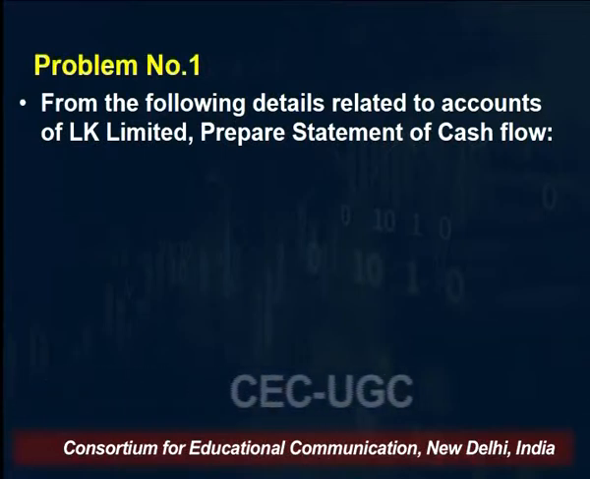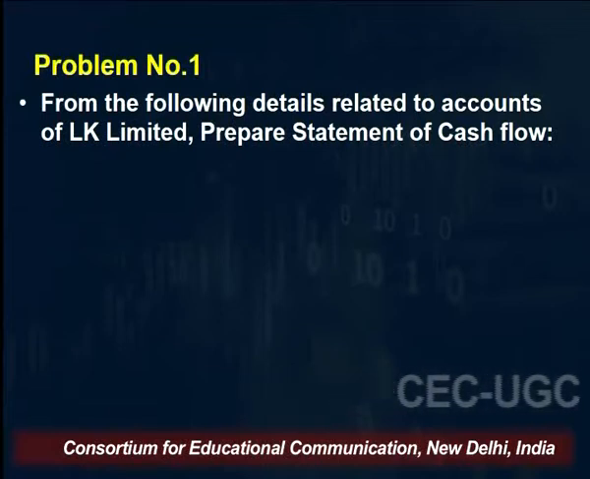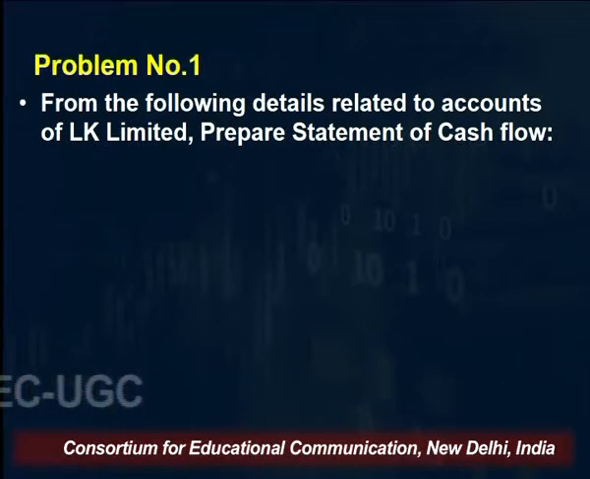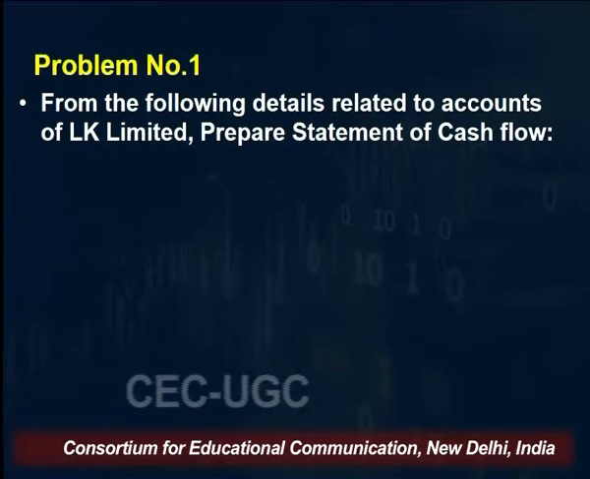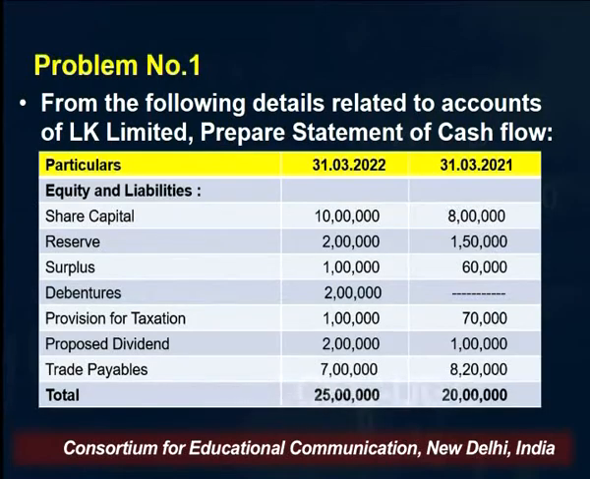Suppose there is a question which says that from the following details related to accounts of a company called LK Limited, they are asking you to prepare statement of cash flows, and they are providing you their balance sheet of 2022 and 2021. For 2 years they are providing you this balance sheet. Equity and liability, they have shown you share capital, reserve, surplus, debentures, provision for taxation, proposed dividend, trade payables, and then the total of this balance sheet.